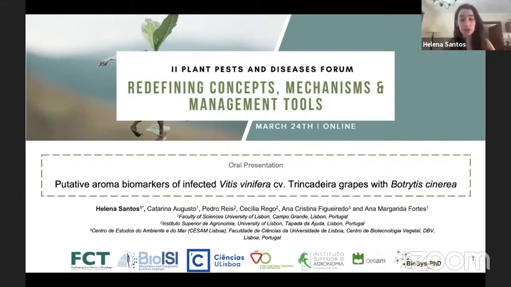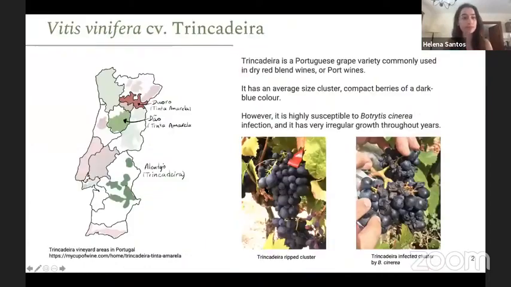I am a PhD student from the Universities of Lisbon in Portugal and Stellenbosch in South Africa. And today I'm going to present part of my PhD research entitled Putative aroma biomarkers of infected Vitis vinifera cultivar Trincadera with Botrytis cinerea. So, Trincadera is a Portuguese cultivar.